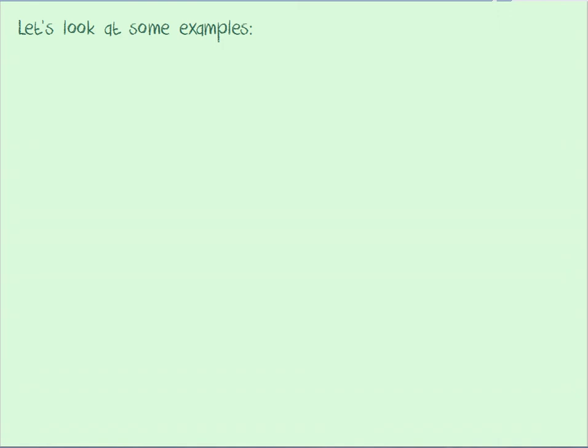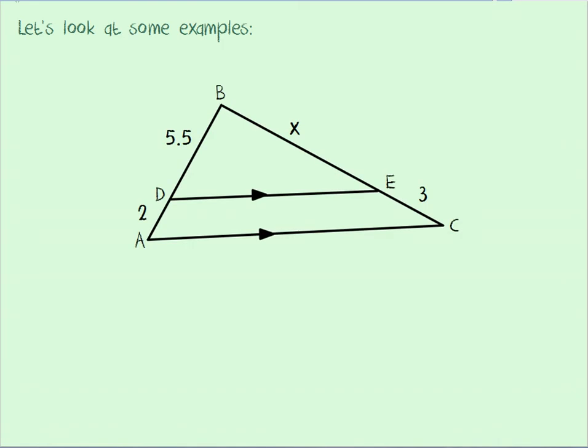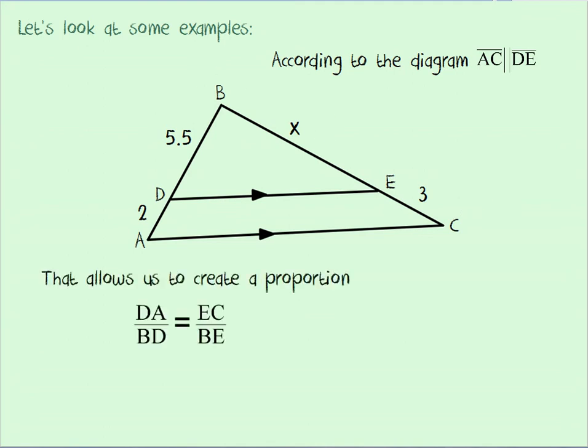Let's take a look at some examples and see what happens with that triangle proportionality. Let's say that I need to find x, and I have the lengths of 3 out of those 4 segments that we were talking about just a minute ago. According to the diagram, because of these two triangles, it's telling me that AC and DE are parallel. That's the key to saying that these are similar triangles and that the triangle proportionality can hold true. And that's what's going to allow us to create the proportion.